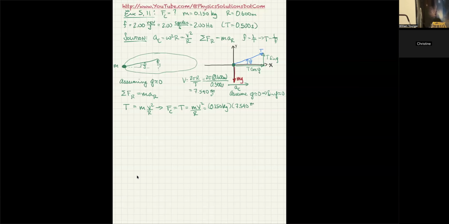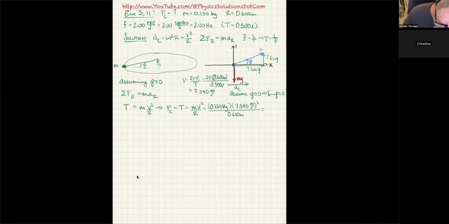So now I'm going to put that in here, 7.540 meters per second for velocity. Of course, that's got to be squared. And then I'm going to divide it by the radius, which is 0.600 meters. And you can see the meters per second when that's squared multiplied by the kilograms is going to give kilograms meter squared per second squared. But then we're going to divide by a meter, so that's going to make it, instead of kilograms meter squared per second squared, kilograms meters per second squared, which is the Newton. So that's the unit we're looking for.